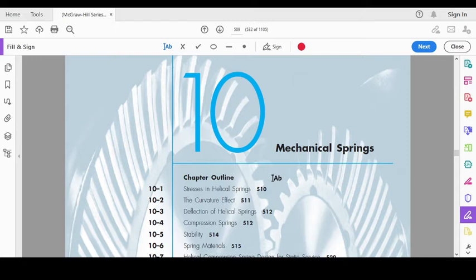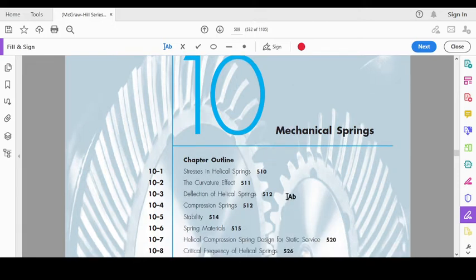Okay, so for the benefit of this class, I will teach using this textbook. Okay, mechanical spring from chapter 10 of Shigley, Mechanical Engineering Design.